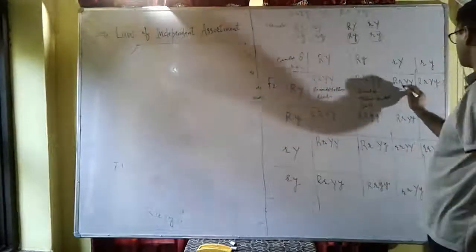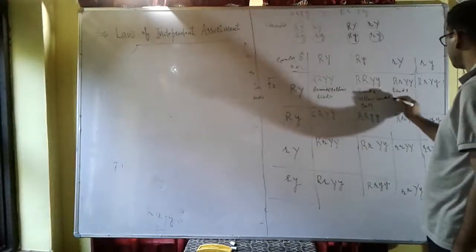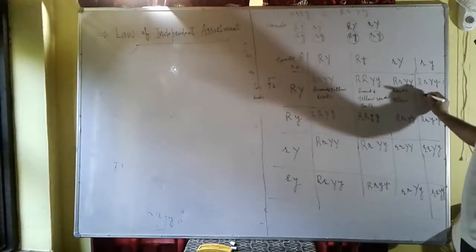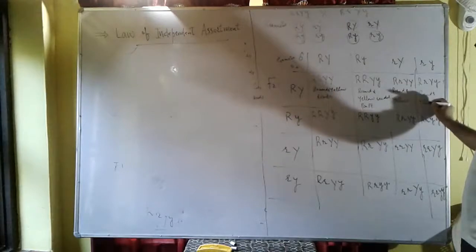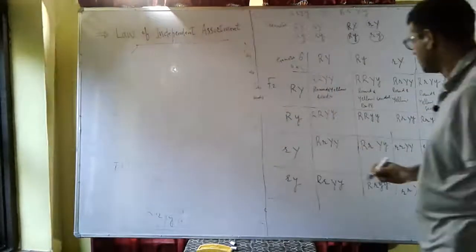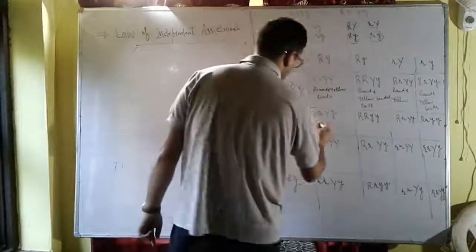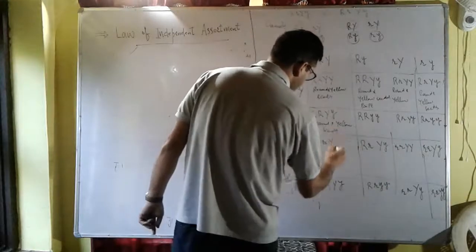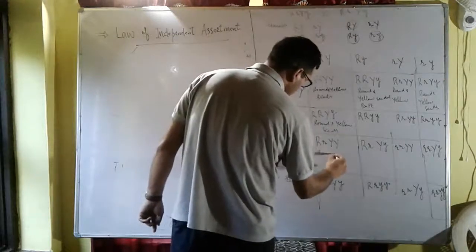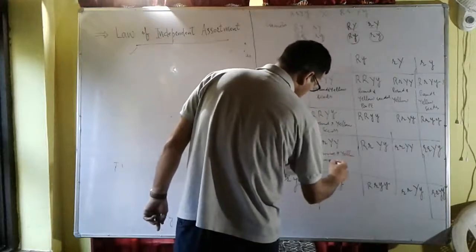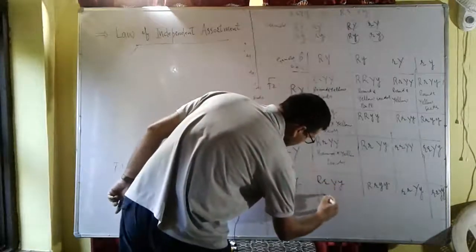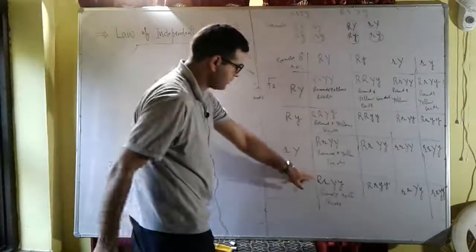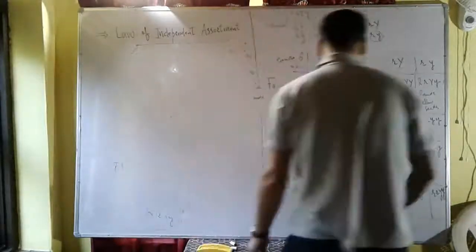This pea plant is also round and yellow seeded. This is also capital R, capital Y. This is a pea plant with round and yellow seeds. This pea plant also has round and yellow seeds, because capital R, capital Y, that is round and yellow seeds.